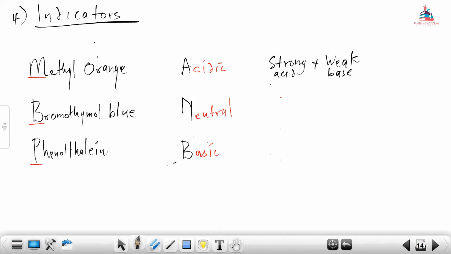But for me to use bromothymol blue, it says I must have a reaction of strong acid plus strong base, or even weak acid plus weak base. So if that is the case, then I'm going to get a neutral solution. The relevant indicator should be bromothymol blue.